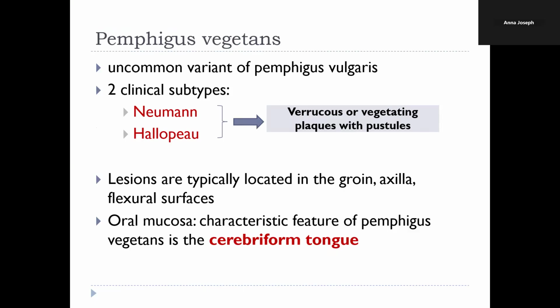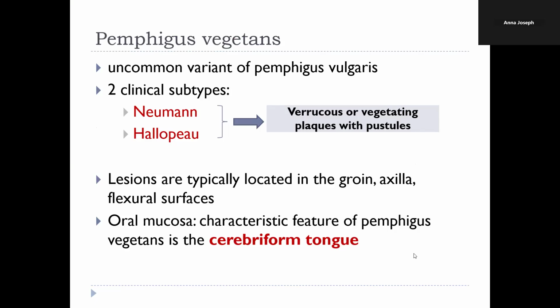Coming to the next variant, which is called Pemphigus vegetans. This is an uncommon variant of Pemphigus vulgaris, which presents with two clinical subtypes, the Neumann and the Hallopeau type. These present as verrucous or vegetating plaques with pustules. The lesions are typically located in the groin, axilla, and the flexural surfaces of the arms and the feet. In the oral mucosa, similar vesiculobullous or vegetating plaques can be seen.